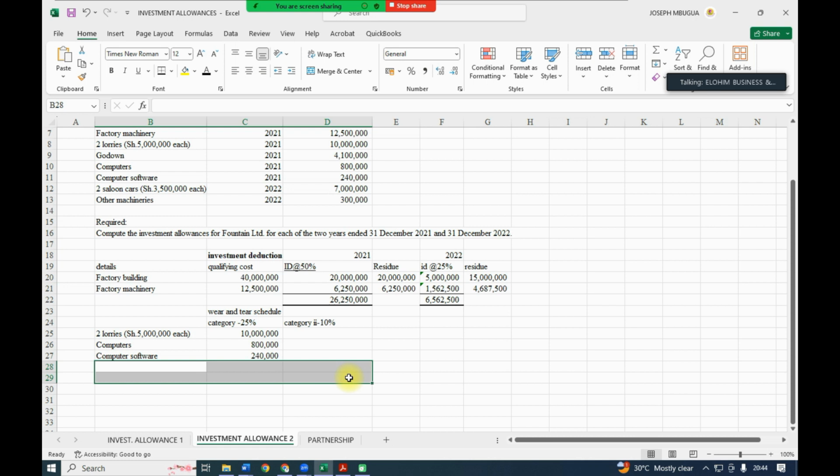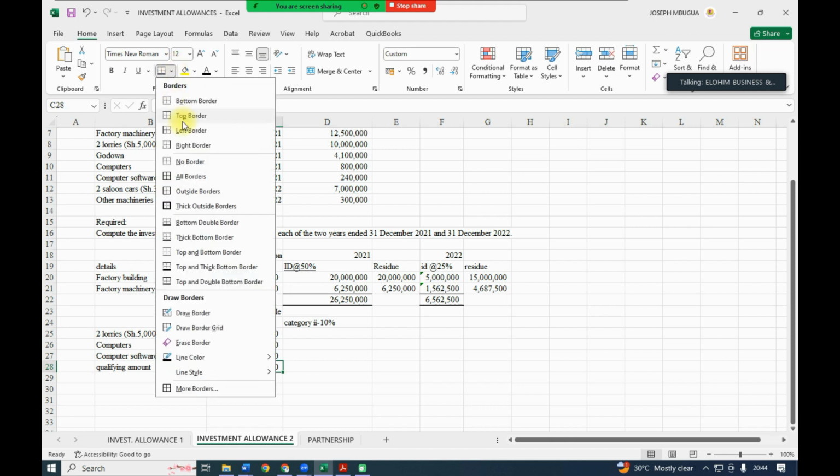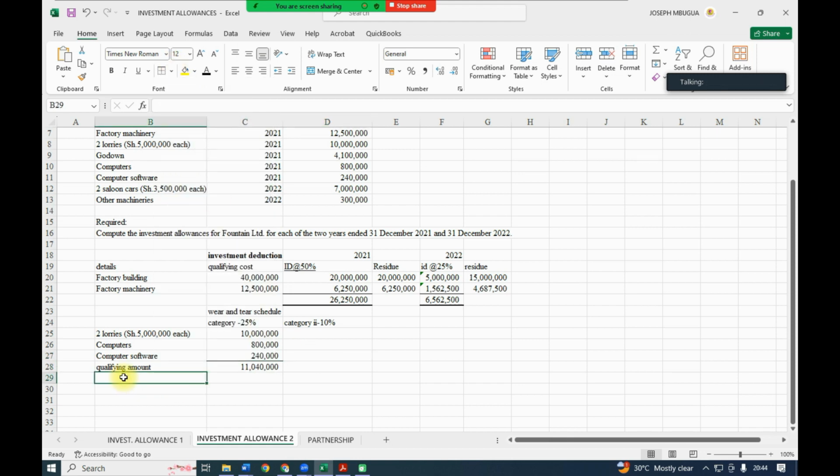So for 2021 it was lorry, computer, and computer software. Only this. To get the qualifying amount is only for the first area that we have, and we calculate the wear and tear.